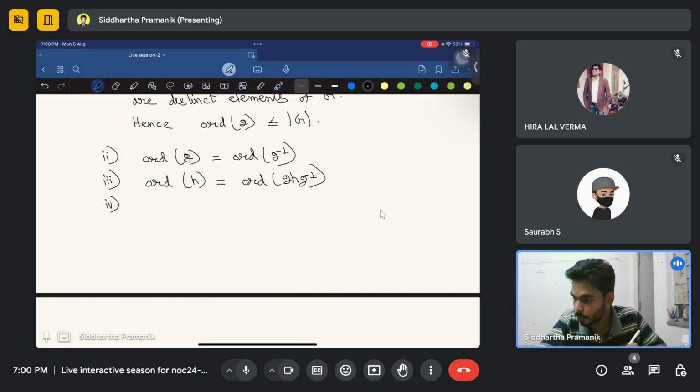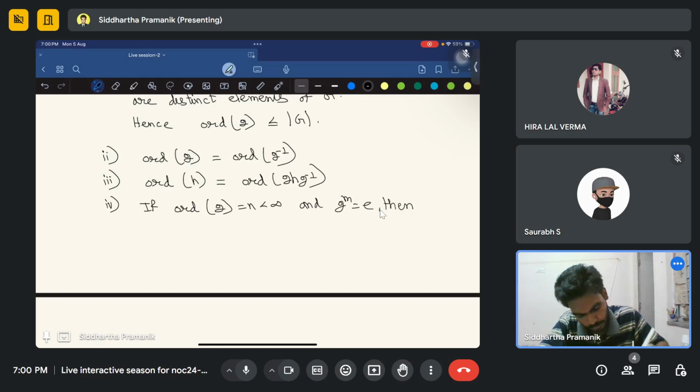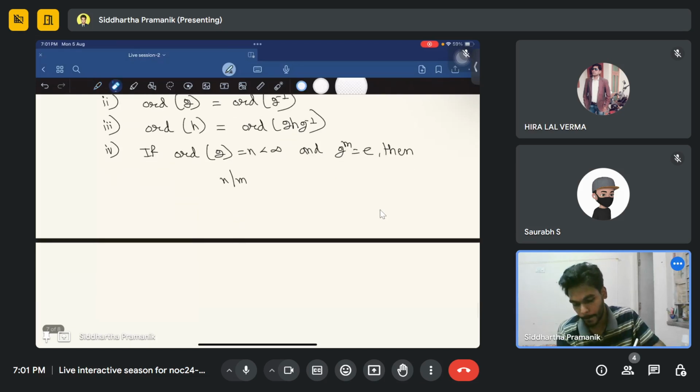Okay, let me write down the fourth one. So if order of g is n and it is finite, and g power m is equal to identity, then n must divide m. So this is one useful fact.